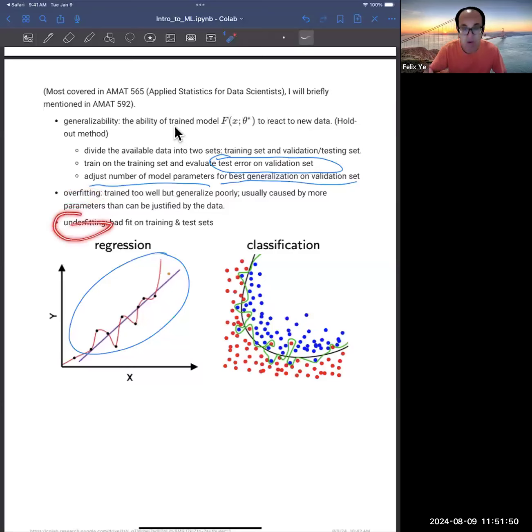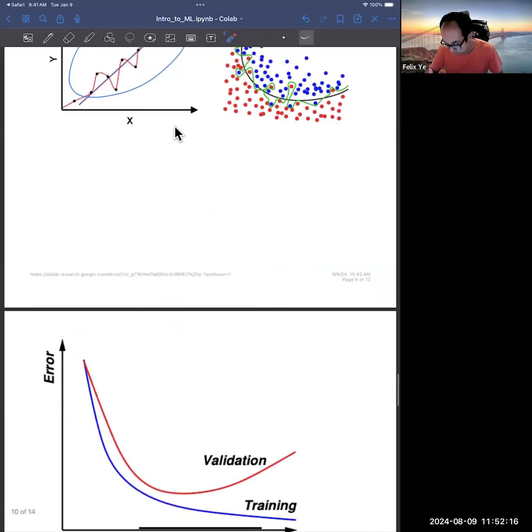And also we have underfitting. That means you will find that the training and the testing or validation errors are both very high, so both are very bad. This is the underfitting region, which means we need to make our model more complicated. If it is like this, it means my model is too simple for that problem.